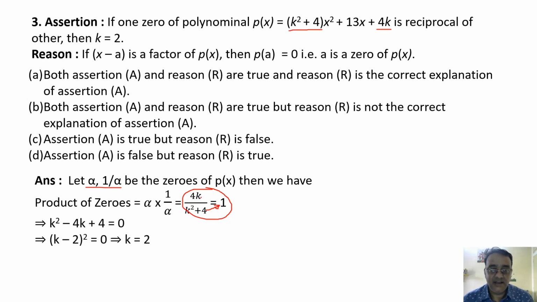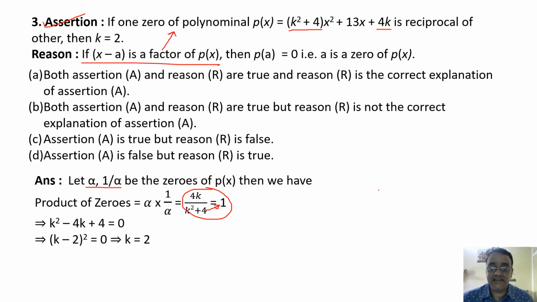So that means the assertion is correct, right? Assertion is correct. It is true. Now let us move toward the reason. Reason is also true, right? Reason is also true, but now check whether the reason explains the assertion or not.